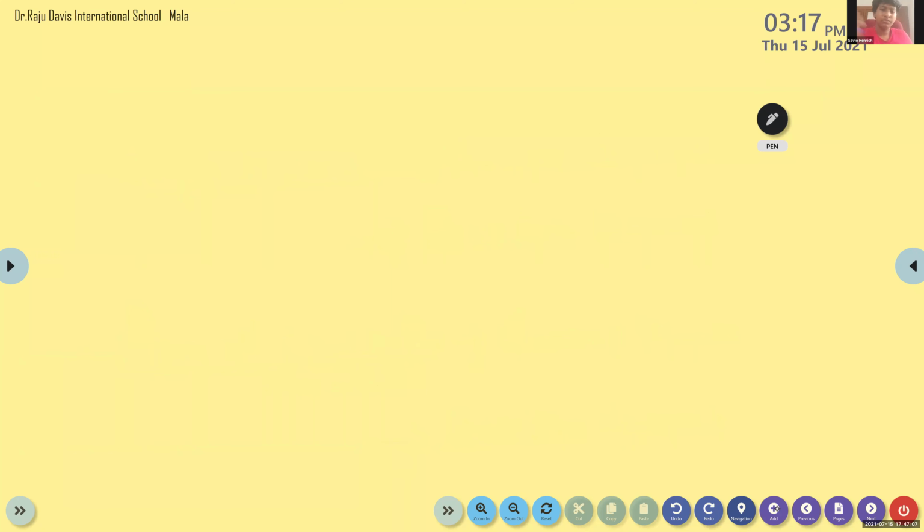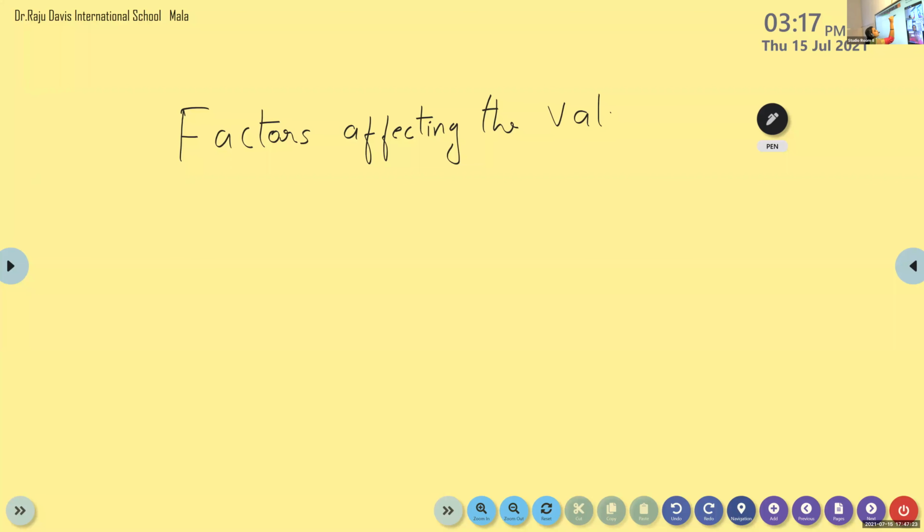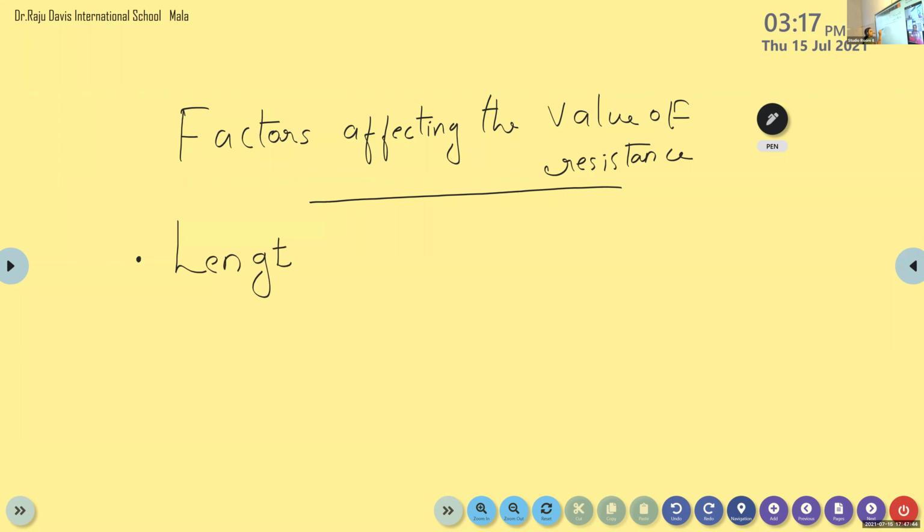So we can conclude it. Factors affecting the value of resistance. What is the first factor that is affecting the value of resistance? Length. Very good. The first factor that affects the value of resistance is length.